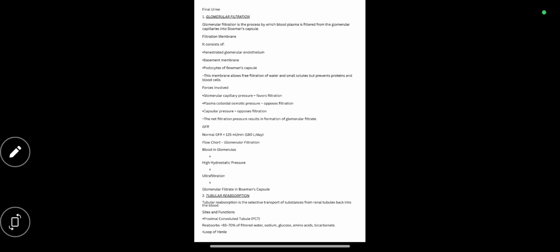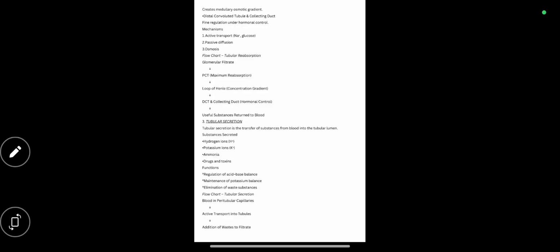Coming to tubular reabsorption, it is the selective transport of substances from the renal tubules back to the blood. What is to be filtered will be filtered, and the one which is necessary will be given back to the nephron itself. The site of function is the proximal convoluted tubule, loop of Henle, and the distal convoluted tubule along with the collecting duct.